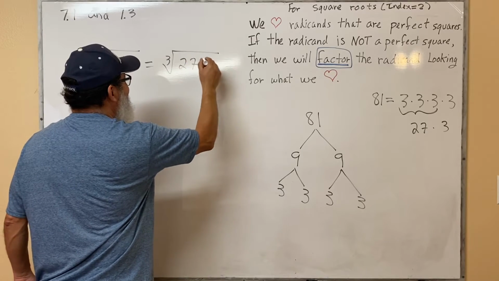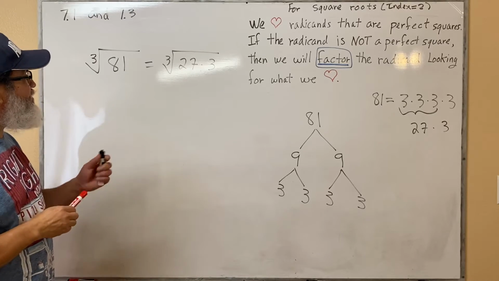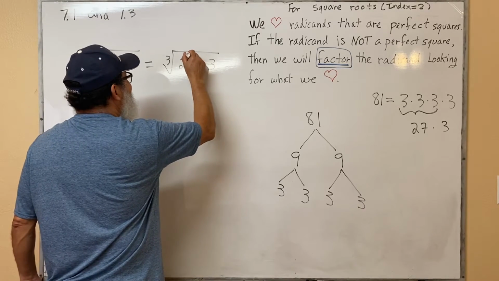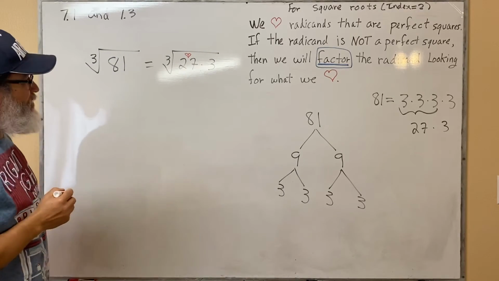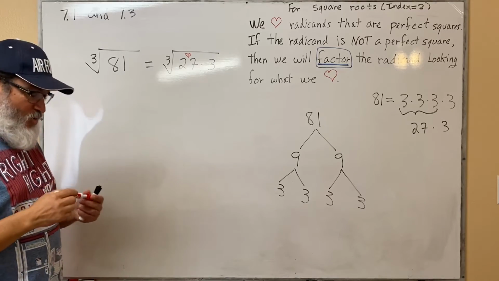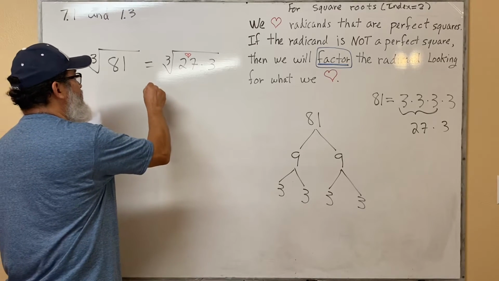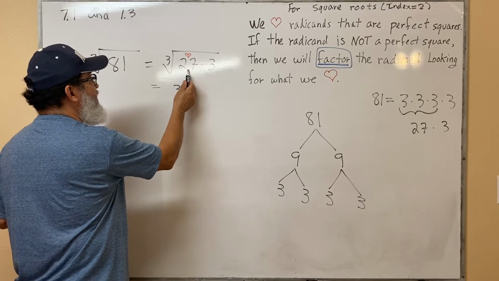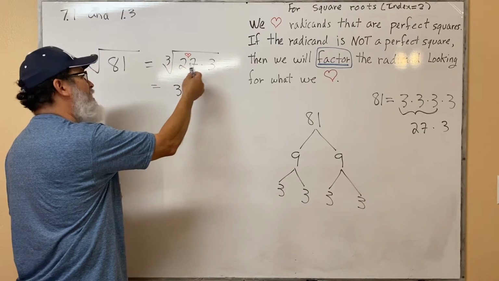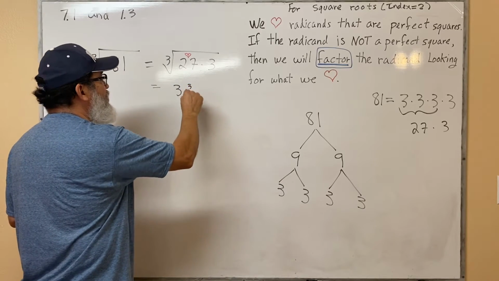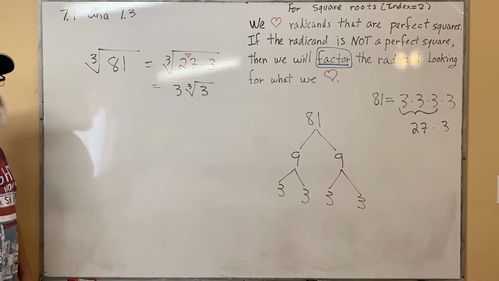27 times 3. And 27 we love, because it's a perfect cube. What is the cube root of 27? A 3. So therefore this equals 3. A 3 comes out, and this 3 is left behind in the house, under the cube root. The cube root of 3. And that's all you could do for that problem. Okay.